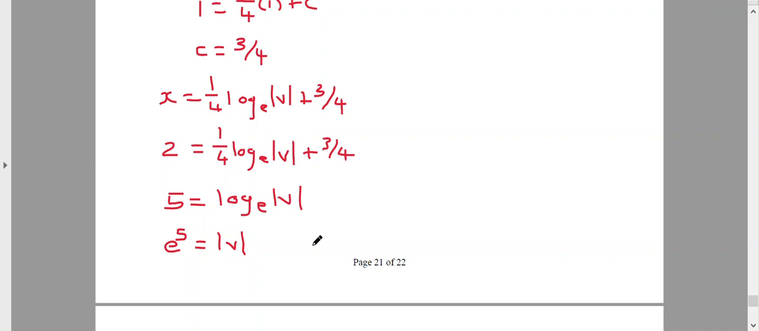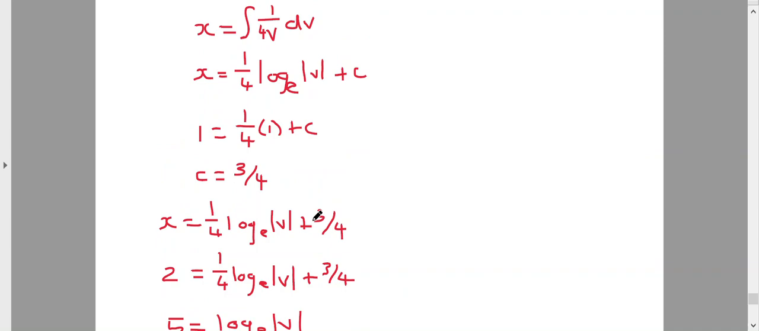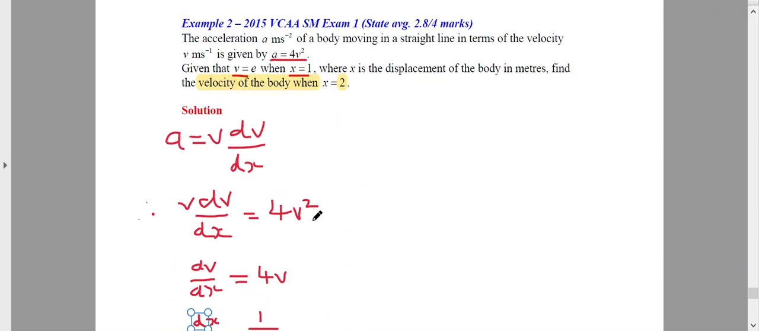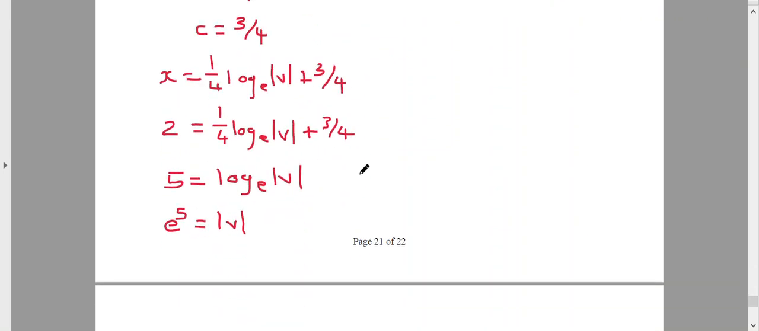And I then need to think about the sign of the velocity here in this question. Okay, so for the initial conditions to work properly, I actually need to have the positive version of this. So remember, the absolute value means you could have a positive answer or a negative answer. But for everything to work, I actually will need to take the positive version. So the velocity when x equals 2 is e to the power of 5.